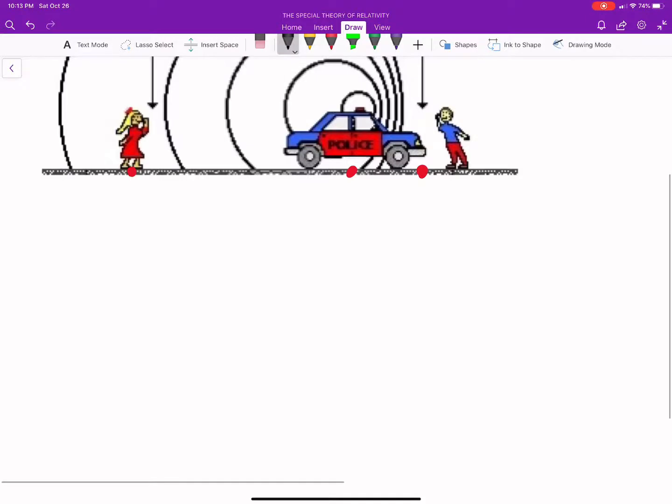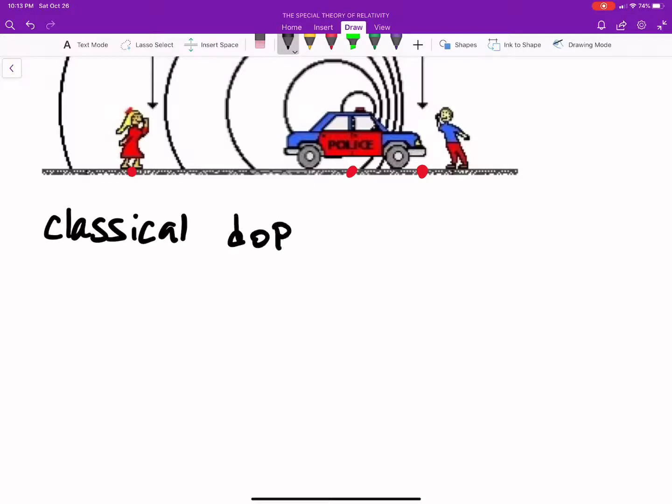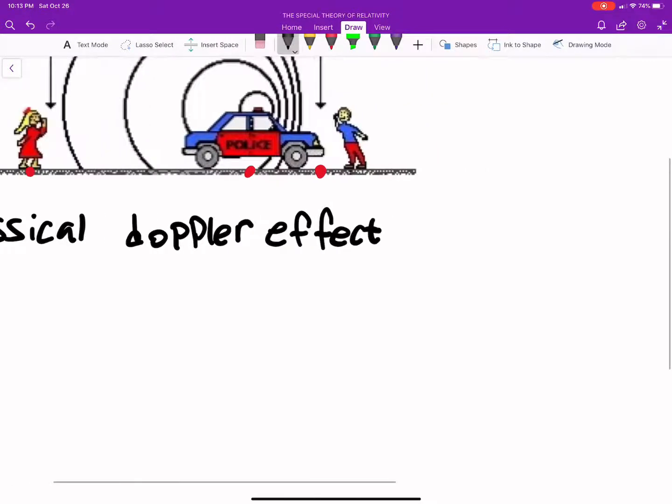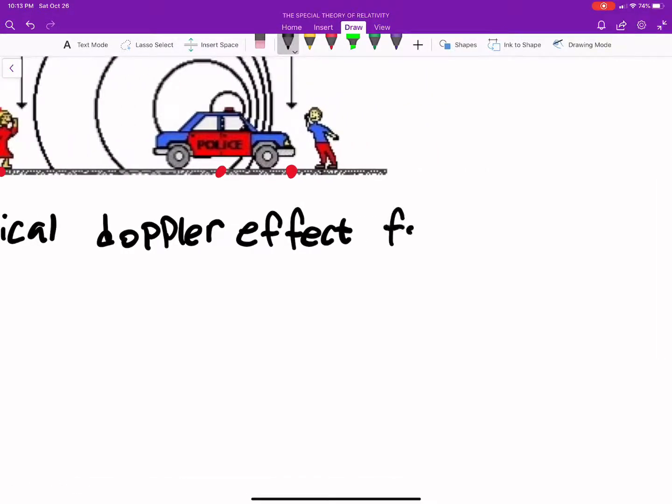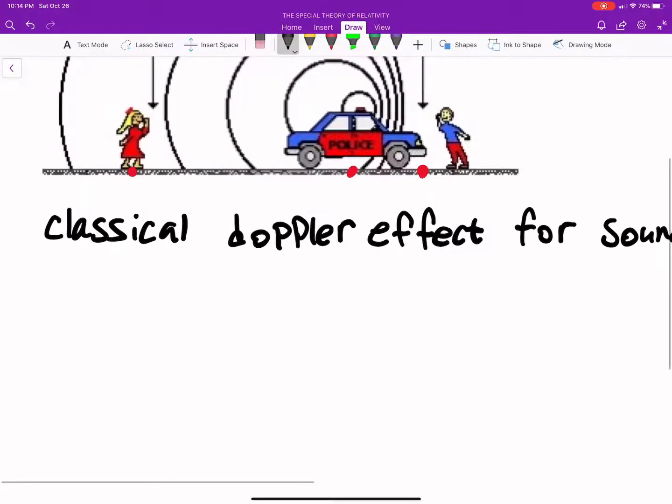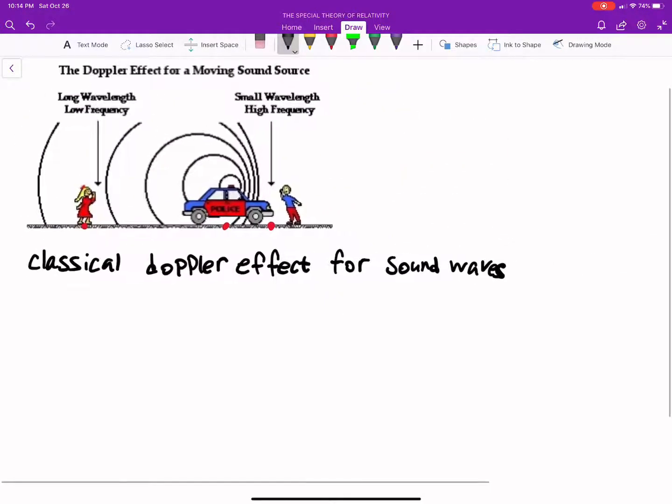Now this is the classical Doppler effect for sound waves. But light is also a wave, right? So we'll see how there's relations there.